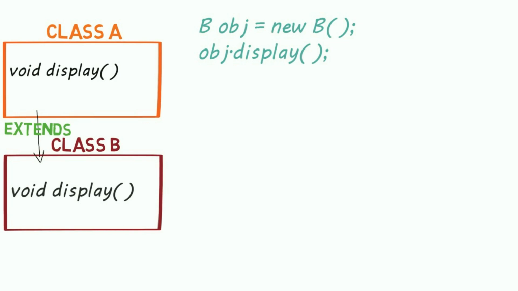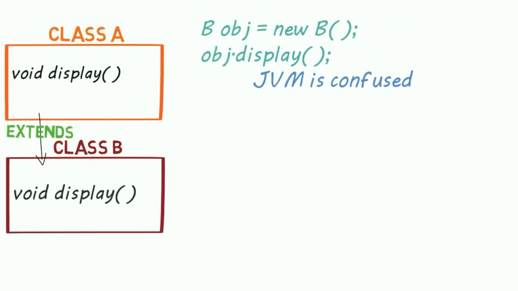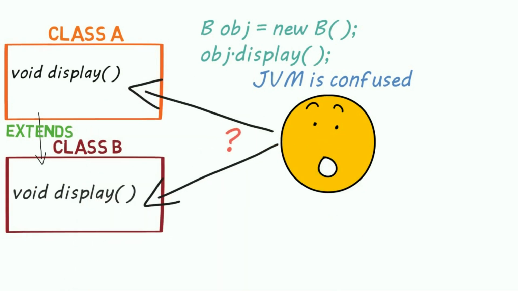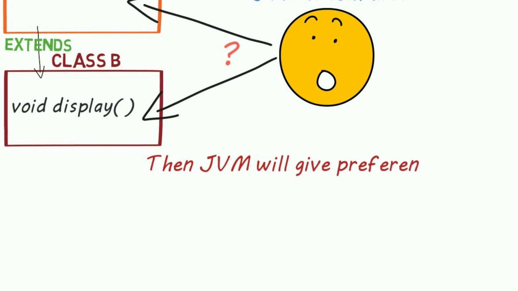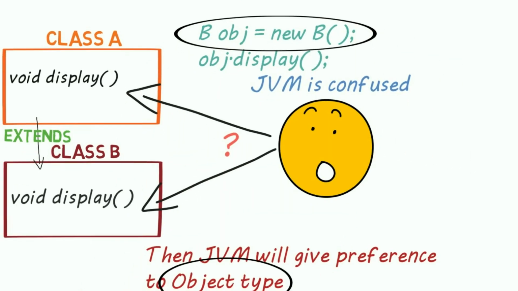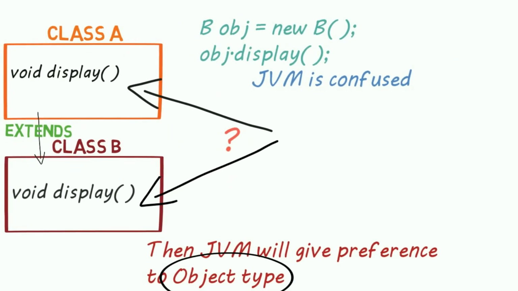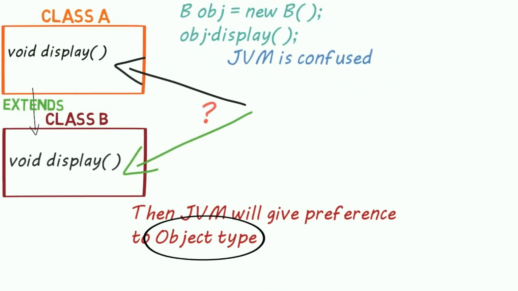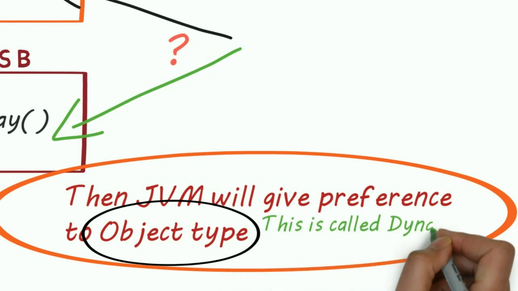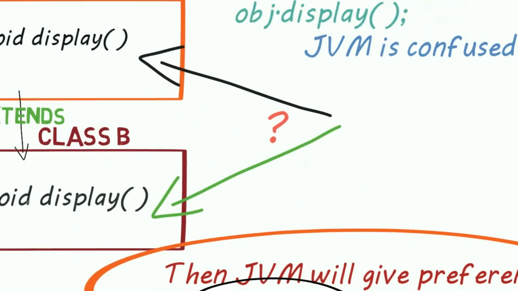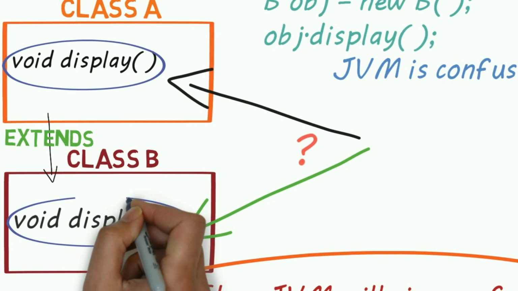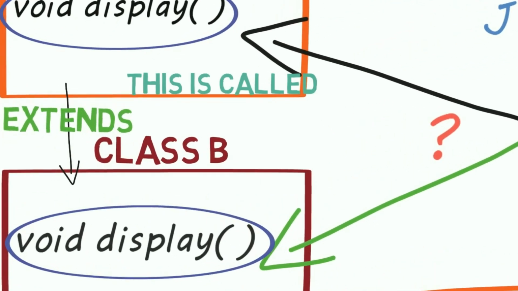Then which method will be called when an object of class B calls the display method? In such a situation, JVM gets confused. So JVM gives preference to object type. So the object is of class B, therefore the display method of class B is called. This concept is called dynamic binding in Java. So the exact same methods in both derived and base classes is called method overriding.